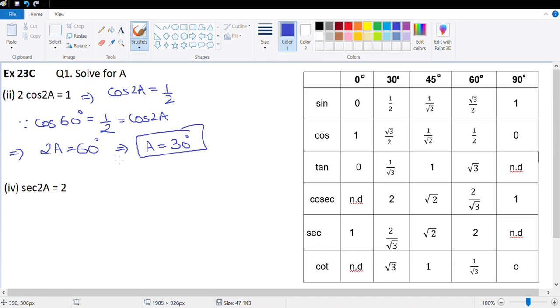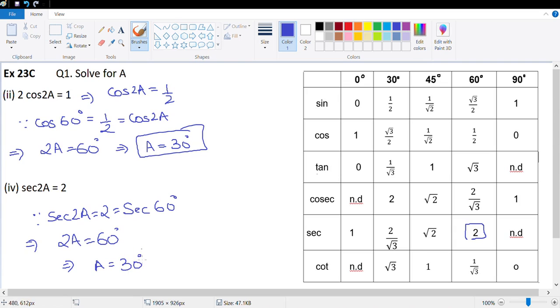Next is part 4, which is sec 2a is equal to 2. Now let's look at the sec value. I realize sec 60 degree is equal to 2. Since sec 2a is equal to 2 is equal to sec 60 degree, which means 2a is equal to 60 degree, which means a is equal to 30 degree. Done. Let's look at the next set of questions.